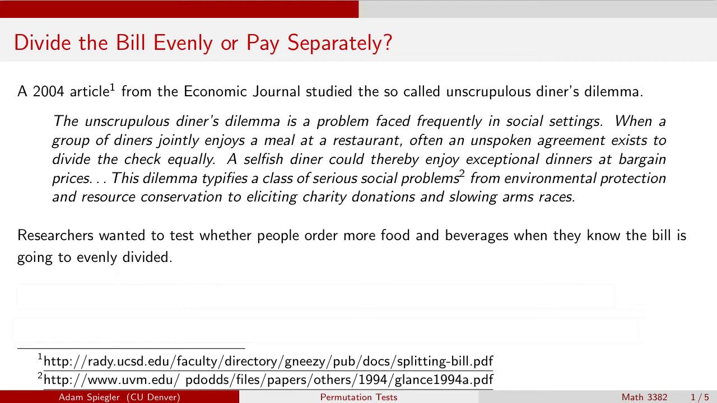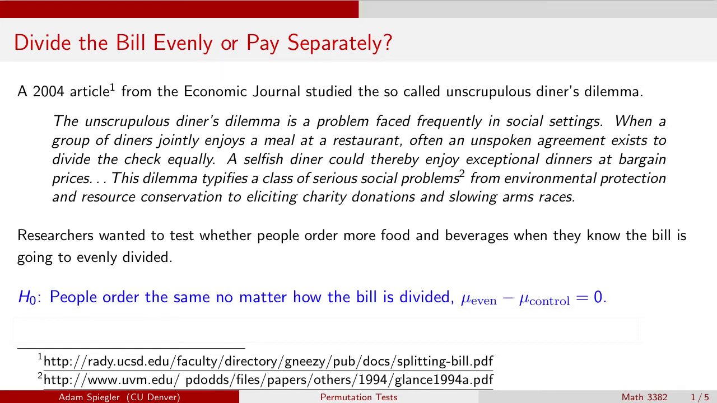And in particular, in this study, the researchers thought that people would order more food and beverages when they know that the bill is being divided evenly. And you can imagine how this same behavior would have some implications in, like, environmental protection. Why do I need to recycle if all of my neighbors are going to recycle? And so with this goal in mind, here's how we could set up hypotheses to perform this test.